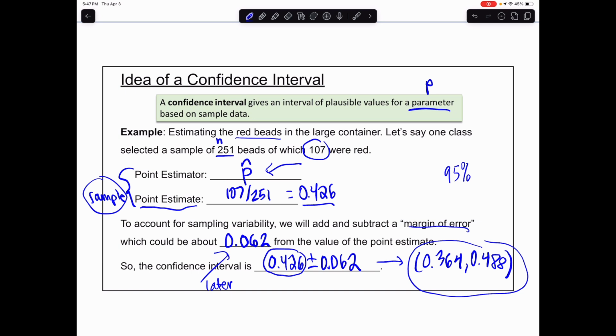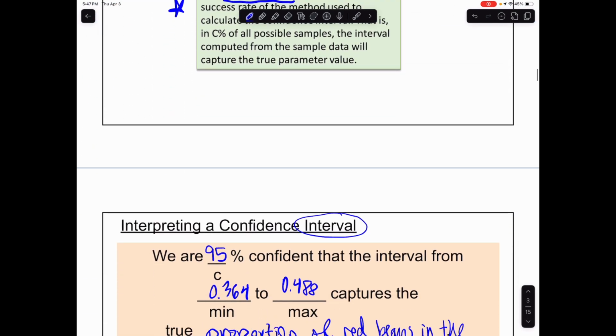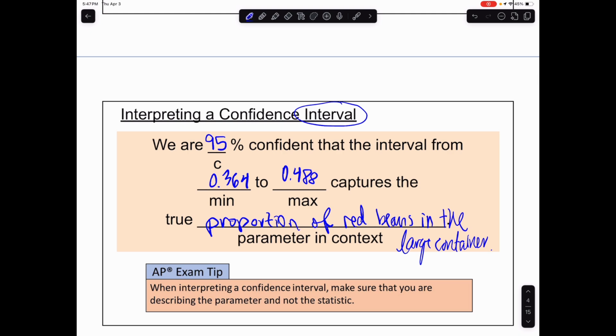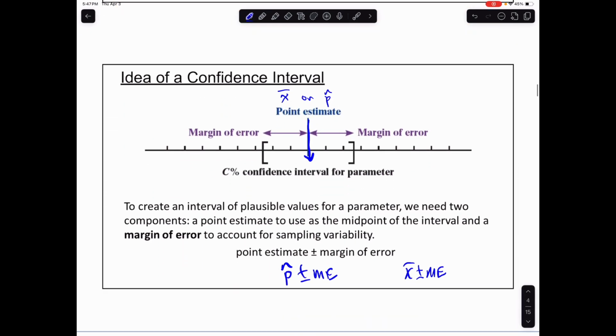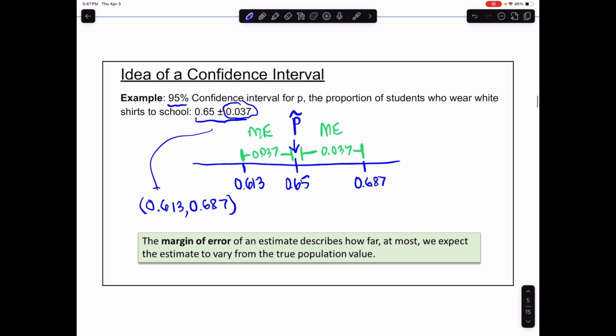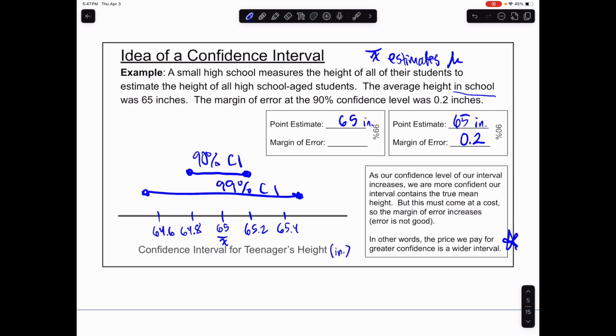So how does it all work? How do we actually create the interval? That's what we worked on these 3 days. So we have a template for interpreting the confidence interval, and we went through some of these slides together, if you remember.